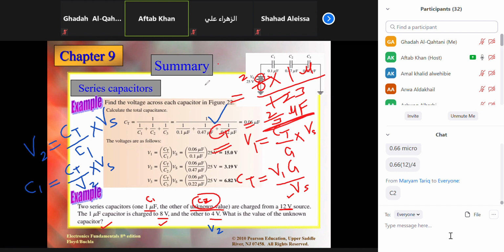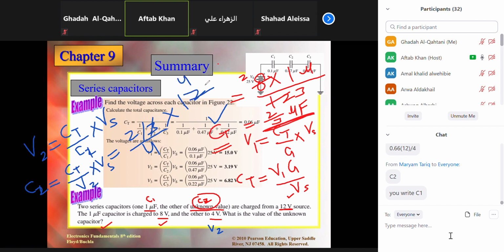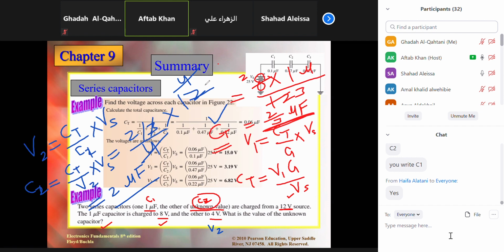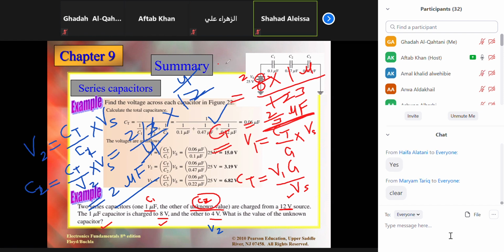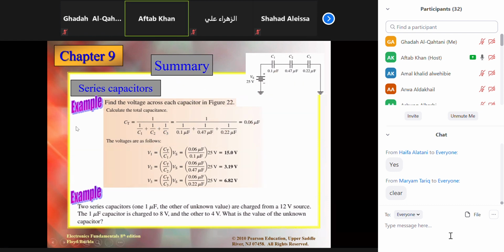We need C2. So this is 2 by 3 over V2, where V2 is 4, multiplied by Vs, which is 12. It will go 4 times, and this 4 will cancel that 4, and the value is 2 microfarad. Okay, clear now? Yes, clear. So this is the way to calculate. You can just put the formula in and simply calculate it. This is the way to solve this type of question.